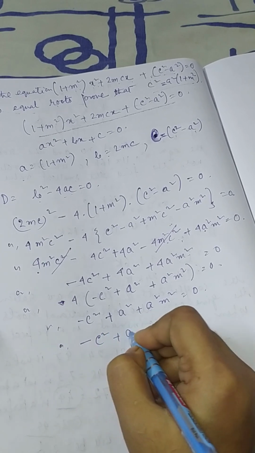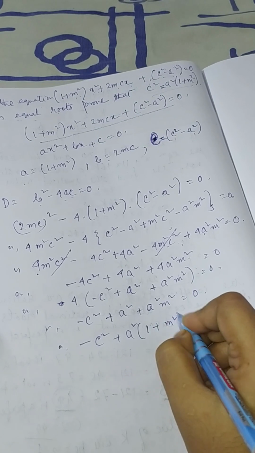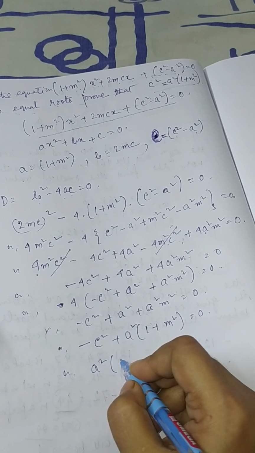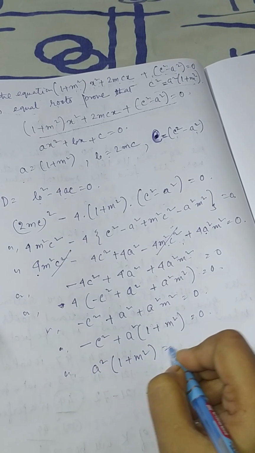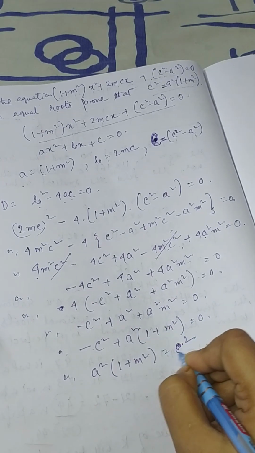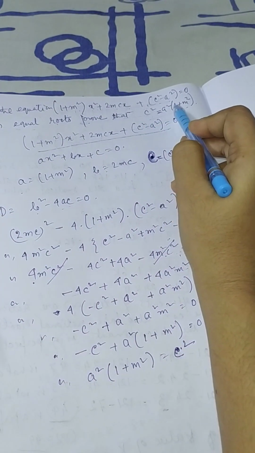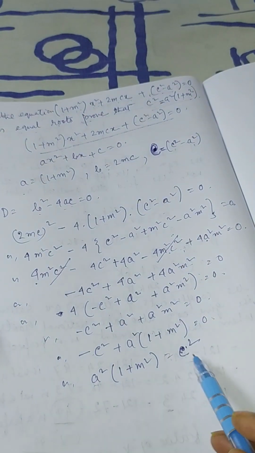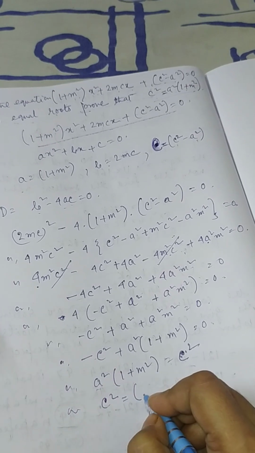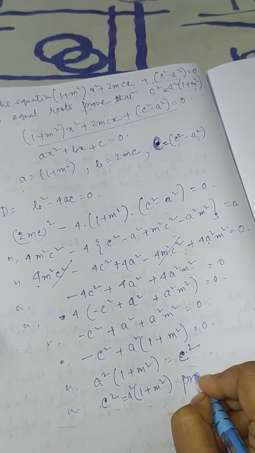Now if I take a square common from these two parts, I will get (1 plus m square), right? Now a square into (1 plus m square) is equal to, if I take it to the right hand side, c square, which has been given in this equation. Prove that c square is equal to a square into within bracket (1 plus m square). It's the same, I just have to convert it to the other side, that means a square into (1 plus m square), and hence proved.